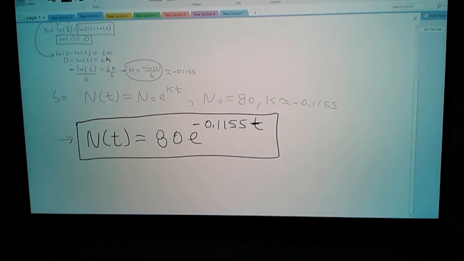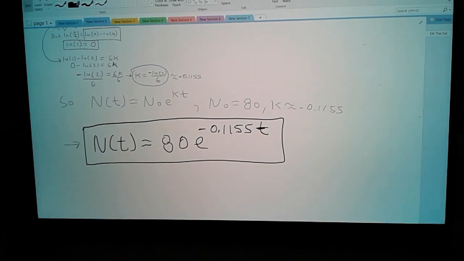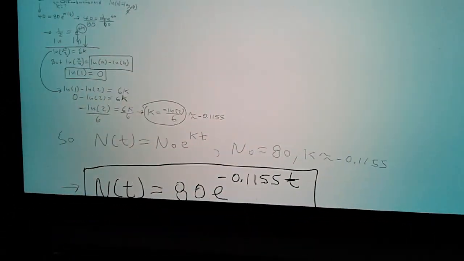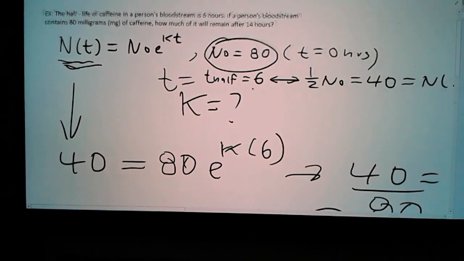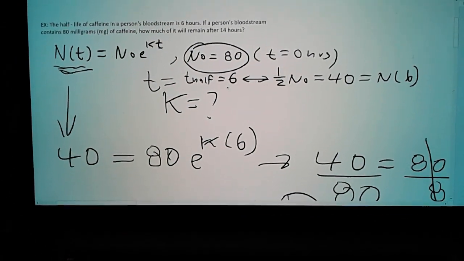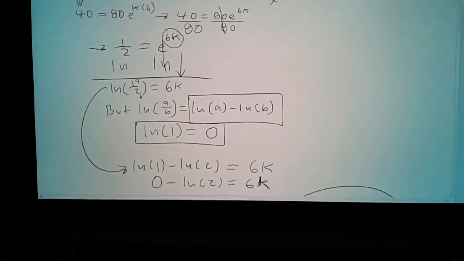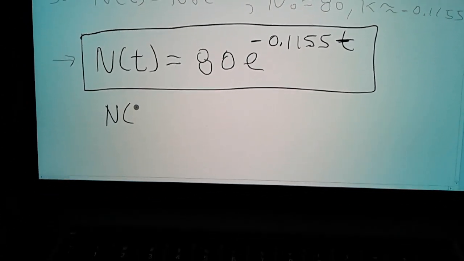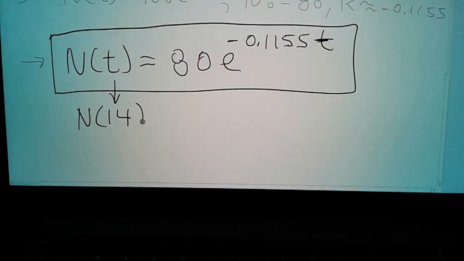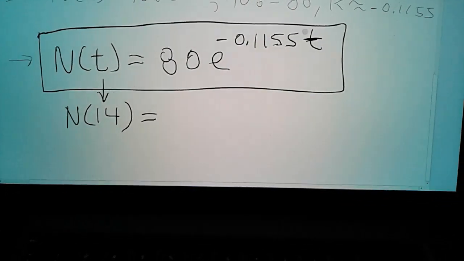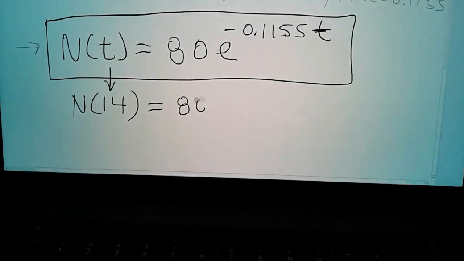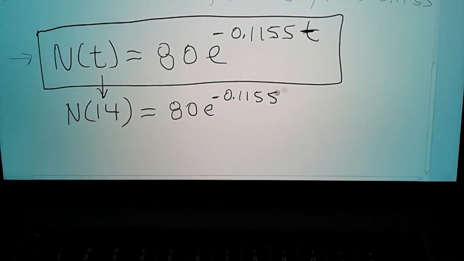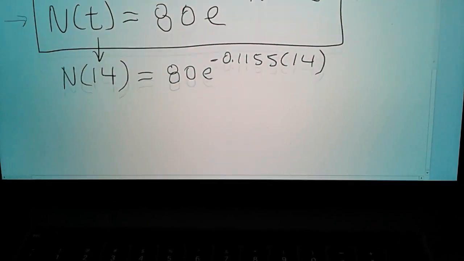So now I can actually answer the question. The question says, how much caffeine is going to be left after 14 hours? How much of the caffeine will be there? We can answer it by plugging in 14, so we're looking for n of 14 hours. Wherever I see a t, I need to plug in 14. So I put in 14 here, and then I have to do all the math.